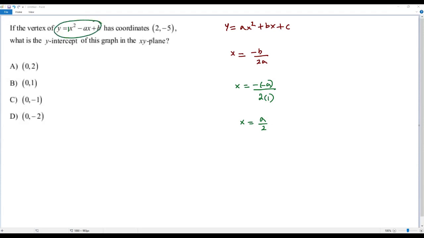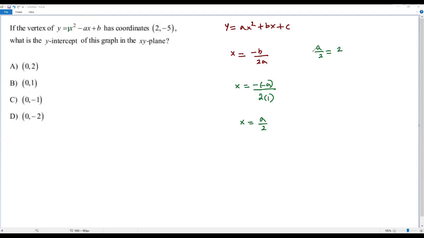But already we have the vertex over here. So here the x-coordinate is 2. So this a over 2 and this 2 both represent the same thing, that is the x-coordinate at the vertex of this quadratic function. So we can equate them. Now let me equate this a over 2 and the x-coordinate at the vertex, 2.